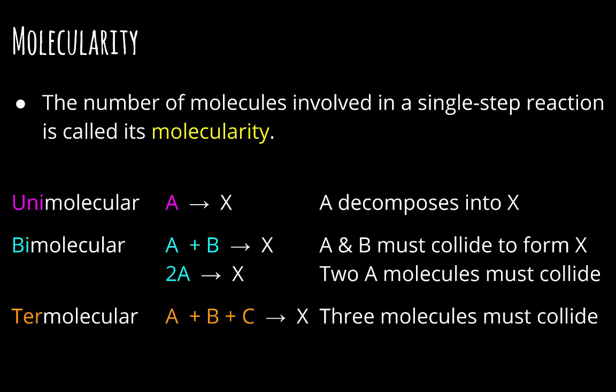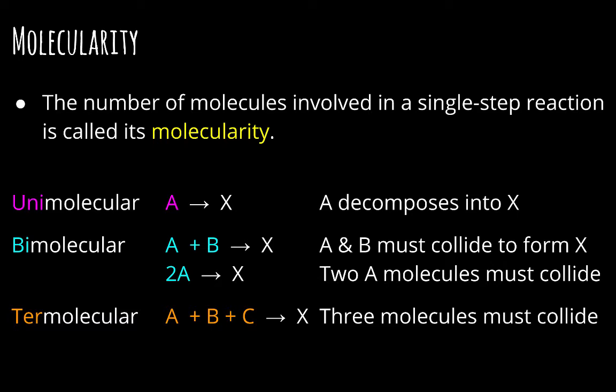The next thing we can look at when we're talking about reactions is something called molecularity. The number of molecules involved in a single-step reaction is called its molecularity. A single-step reaction means that the reaction takes place in one single step. Later on we're going to talk more about multi-step reactions. But when we're talking about molecularity, we use molecularity to classify these single steps.